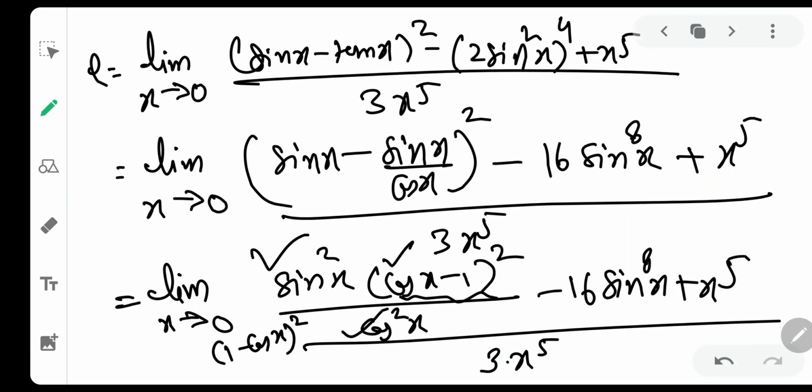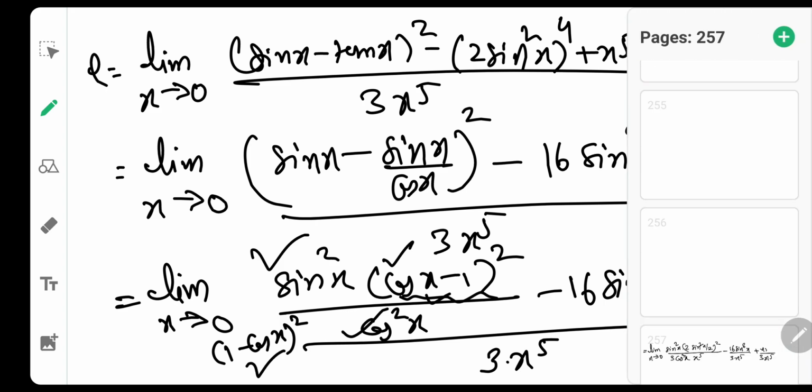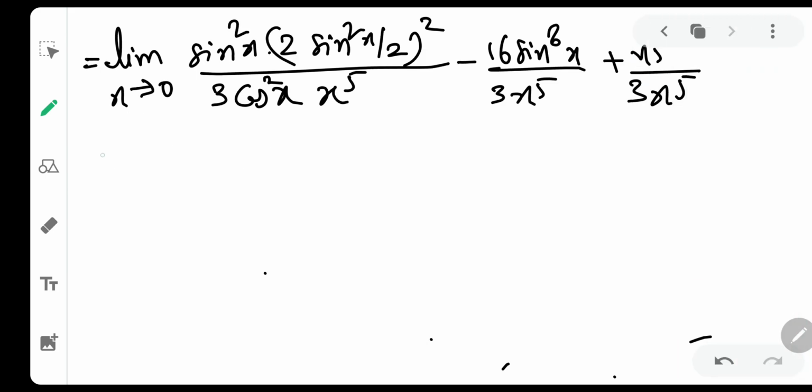Let me explain that once again. Sin x taken common, cos x minus 1 the whole square upon cos square x, and then minus 16 sin raised to 8x plus x raised to 5. Okay, then cos x minus 1 can also be written as 1 minus cos x the whole square, which is 2 sin square x by 2. Okay, then this will turn into what?